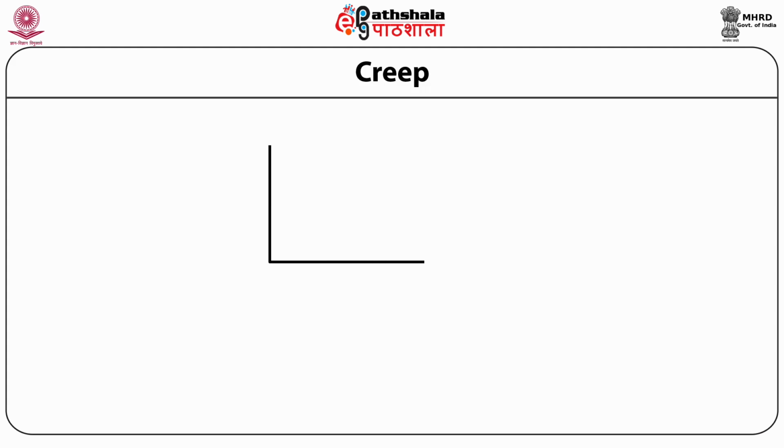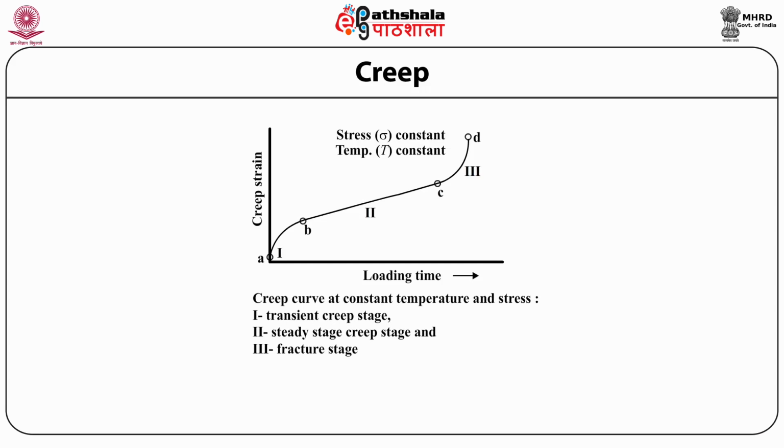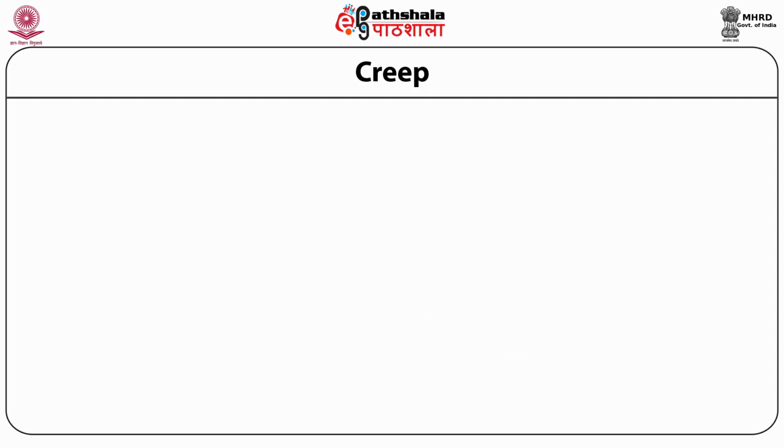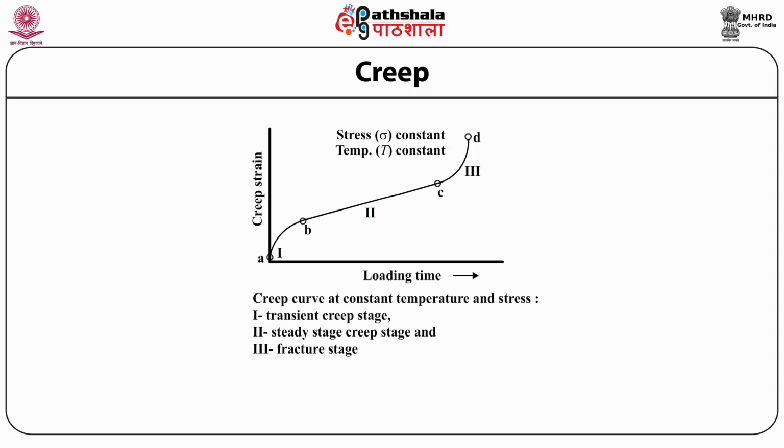The following figure shows the graph between creep strain and loading time. This is the creep curve at constant temperature and stress. This curve is divided into three regions. Region 1, between point A and point B, shows the transient creep stage. The second region, between point B and C, is the steady creep stage.